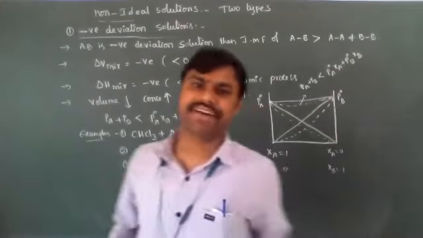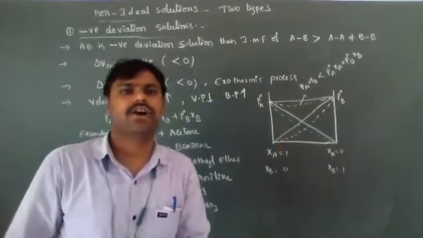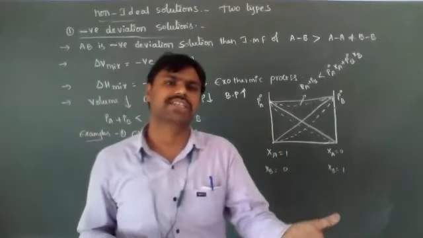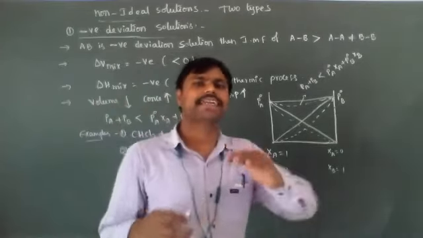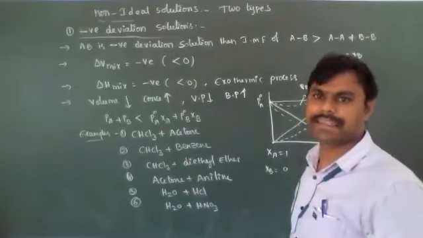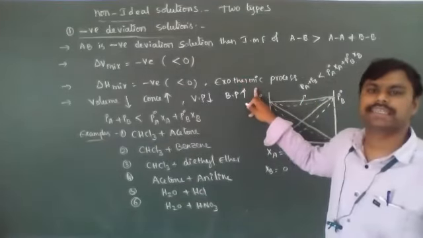So the liquid solutions are classified into two types. One is ideal, the second one is non-ideal. Again, non-ideal solutions are two types: positive deviation and negative deviation. In positive deviation, the resultant vapor pressure of the solution is more. In negative deviation, the resultant vapor pressure is less. So if the vapor pressure is decreasing, the boiling point is increasing.